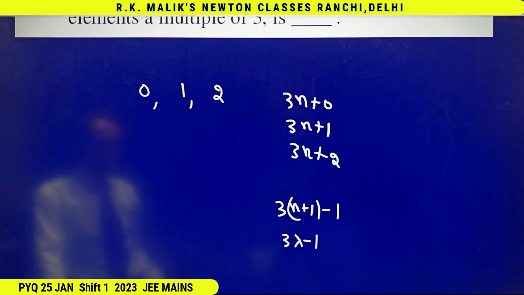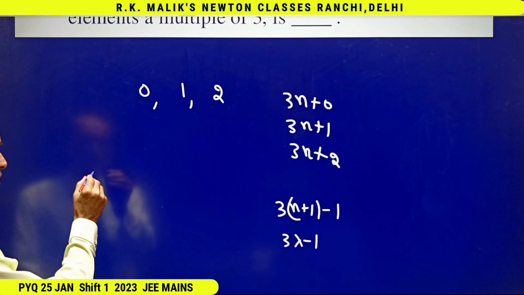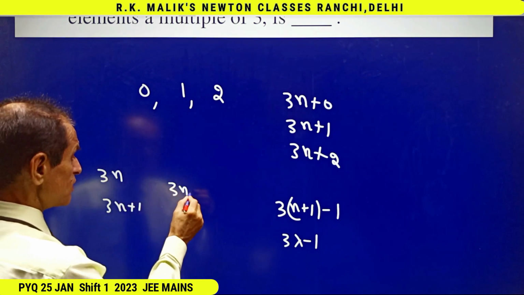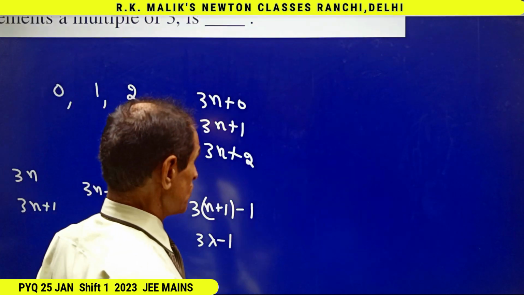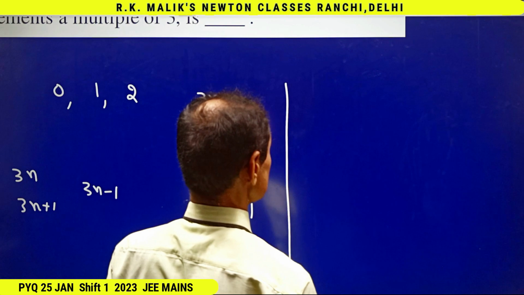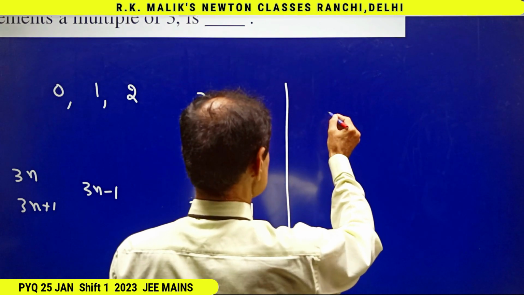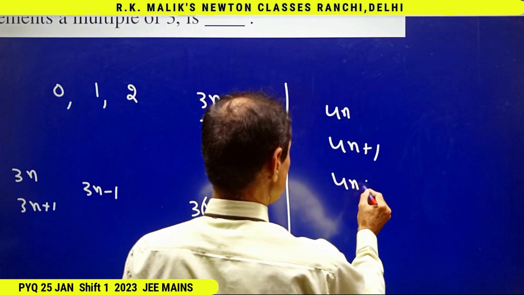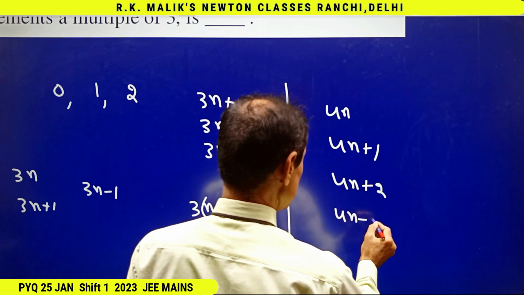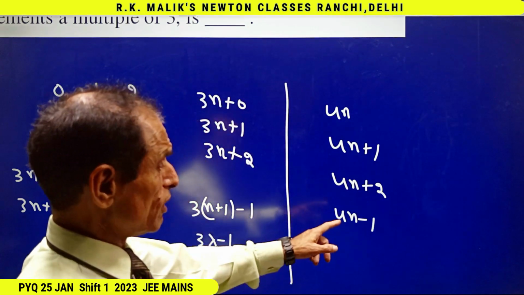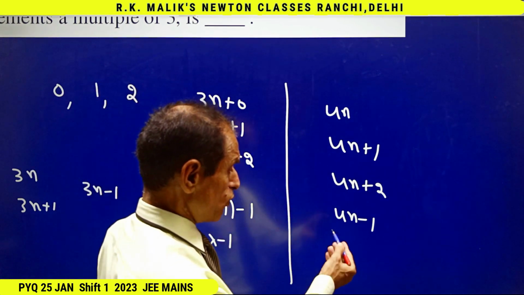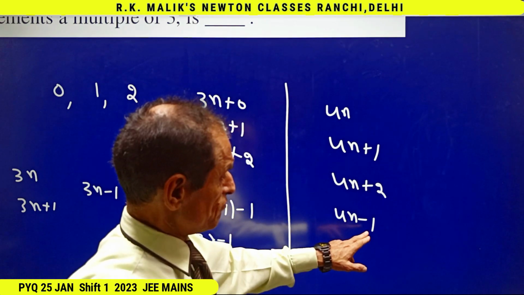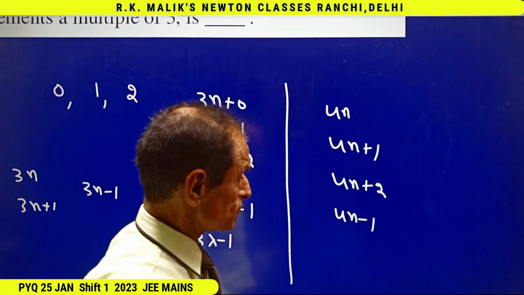Always using this concept, every number is either in the form of 3n, 3n plus 1 or 3n minus 1. A similar thing in case of 4: every number is in the form of 4n, 4n plus 1, 4n plus 2 or 4n minus 1. Instead of 4n plus 3, you will say 4n minus 1, because the forms 4n minus 1 and 4n plus 3 are the same form. Instead of 3, if I use minus 1, my calculation becomes easier.